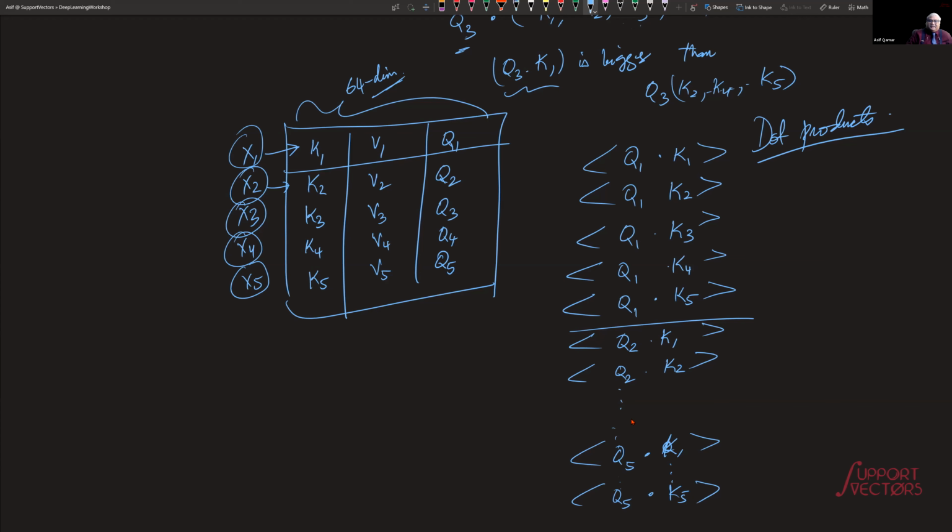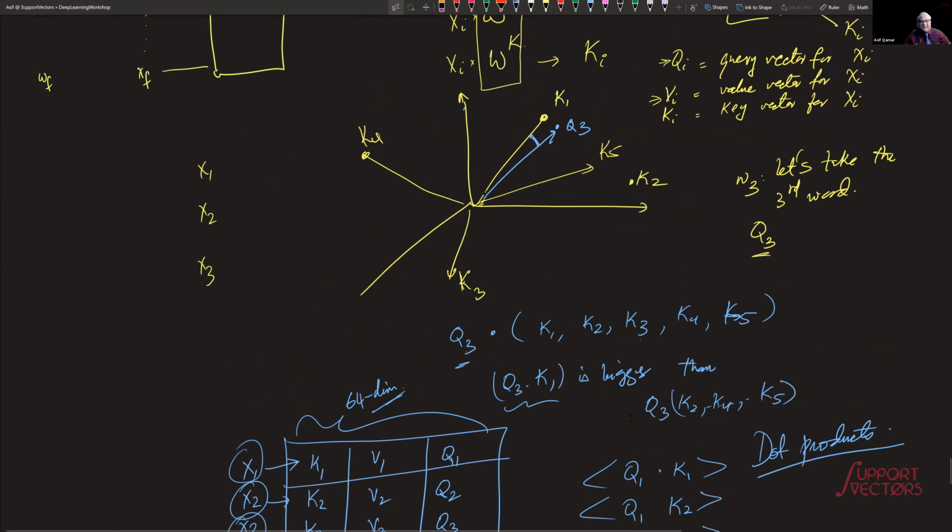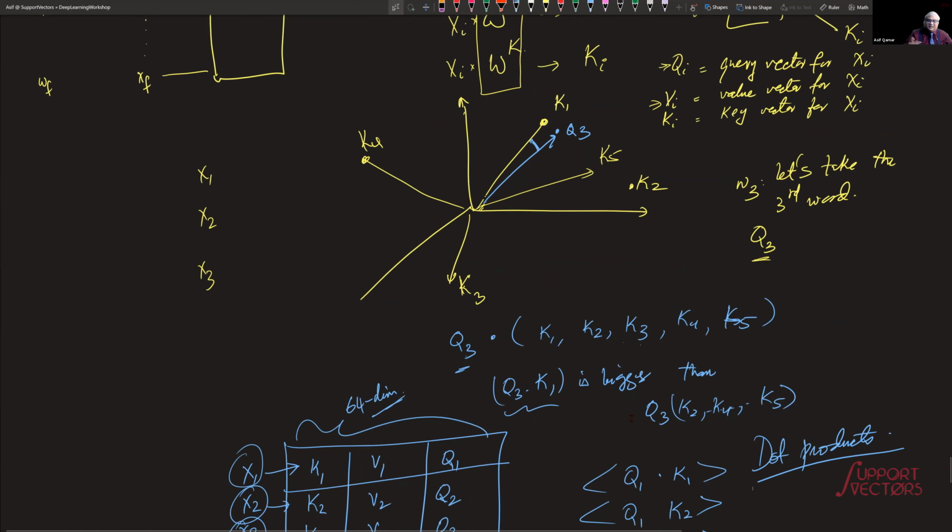So now what will happen? Think about just Q. For lack of a better choice, I just took Q3. Doesn't matter, any one Q. When you take Q3 with respect to all of these things in this picture, do you see that it just happens to be near K1?